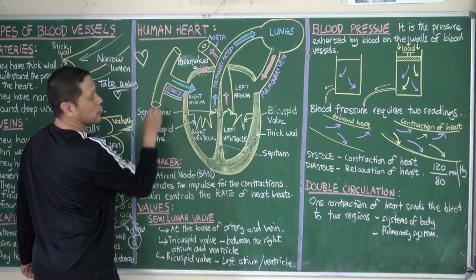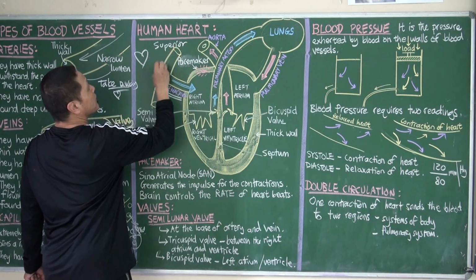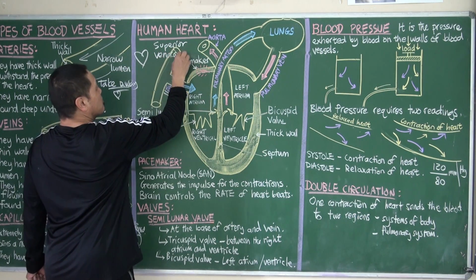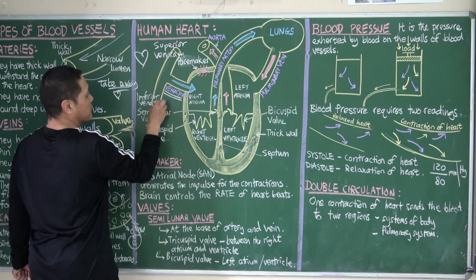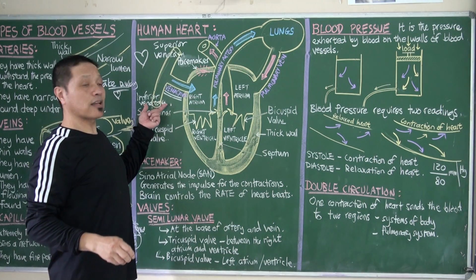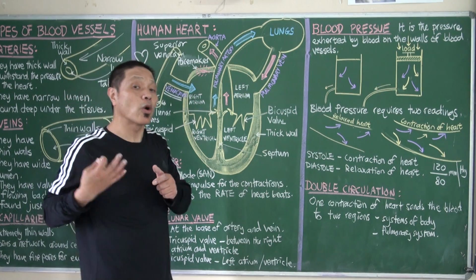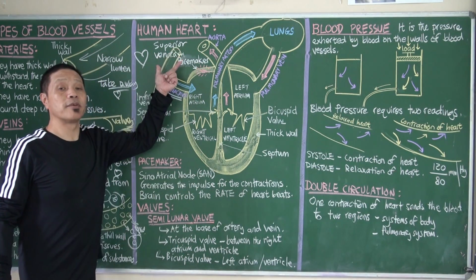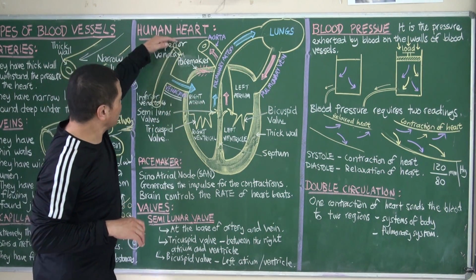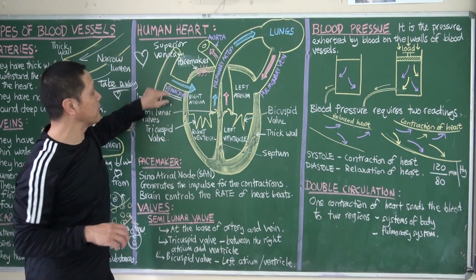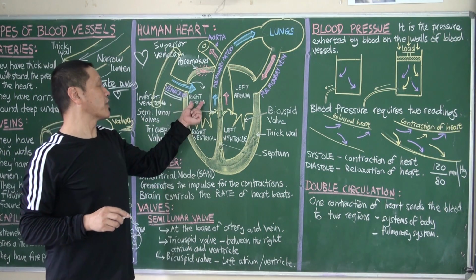So here is the most important vein, vena cava, superior vena cava and inferior vena cava. Inferior vena cava brings blood from regions which are lower than the heart, and superior vena cava brings blood from regions which are above your heart. So they eventually join and form the vena cava and empty the blood into the right atrium or auricle.